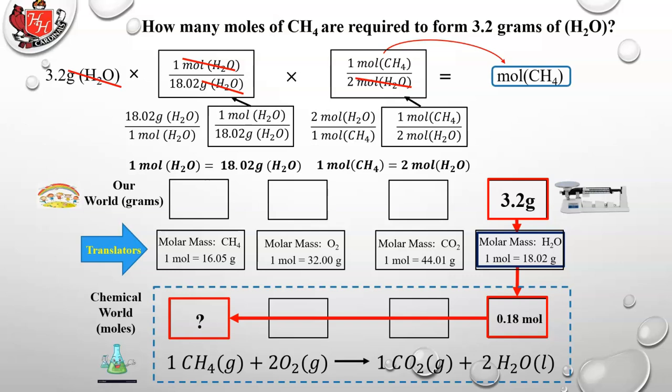Now what you do is you multiply everything on the top, 3.2 times 1, and you divide by everything in the bottom, divided by 18.02 divided by 2. And when you mash all those numbers, you get 0.089 moles of CH4. And if you're so inclined, you can go ahead and put that down in the box of moles of CH4 right above CH4, and that would be your final answer. So you see, this problem took two conversions because it needed to go from grams to moles of water, and then moles of water to moles of CH4.